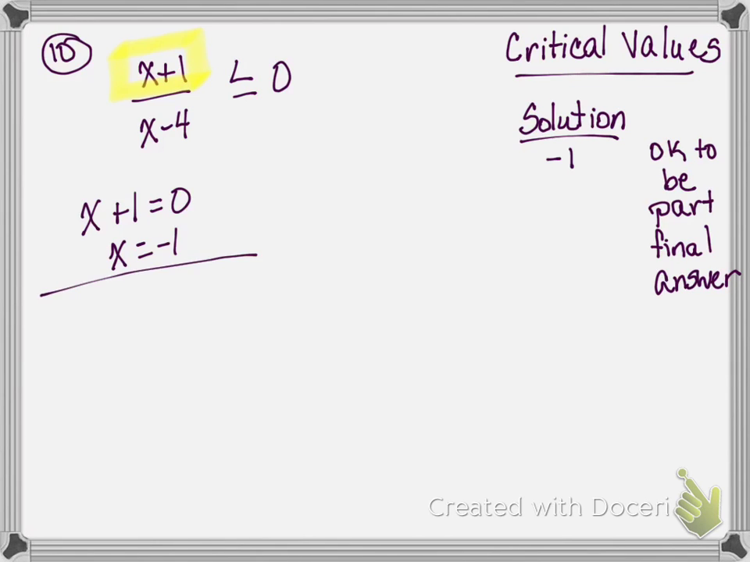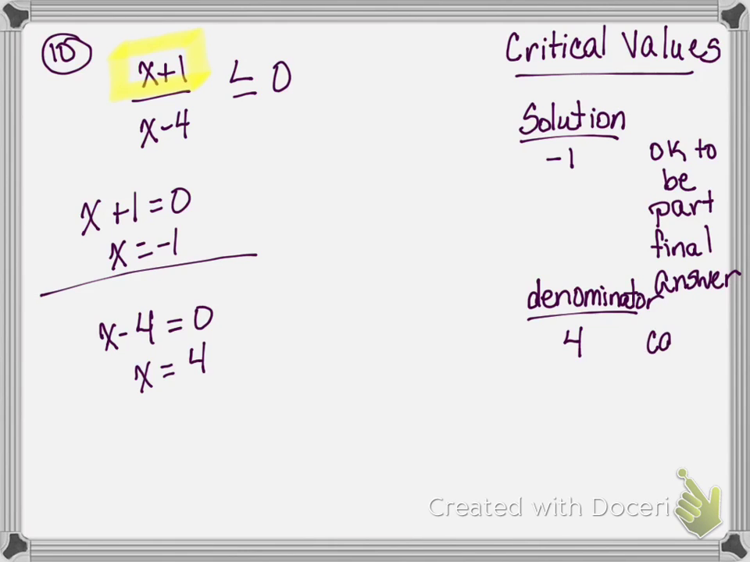The second thing that we're going to do to find our critical values is we are going to set the denominator equal to 0. And if we were graphing this, this would give me a vertical asymptote. So this is when my domain is limited. When I set my denominator equal to 0, I get something that is undefined. When I get something that's undefined, that cannot be part of my final answer. So in no situation can the +4 be part of my final answer.